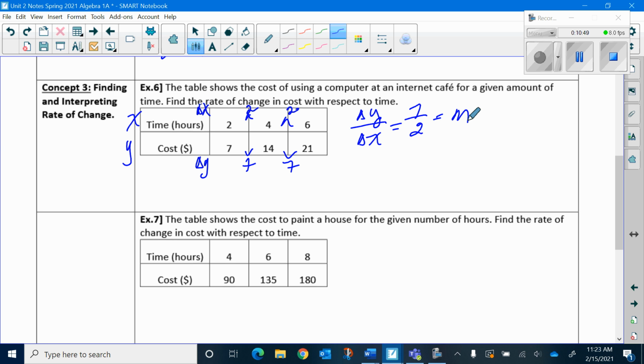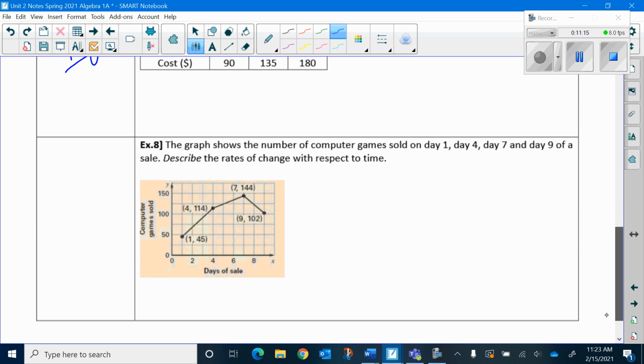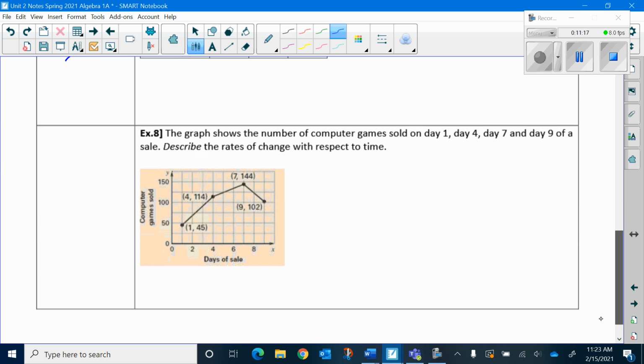If it asks me for the meaning exactly for cost and time, it's going to end up being $3.5 per hour. The next one, I want you to try this one on your own. Same idea. And then the last 2 that we have on here, I have to explain what's happening.